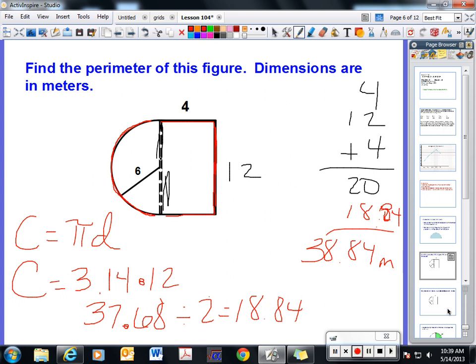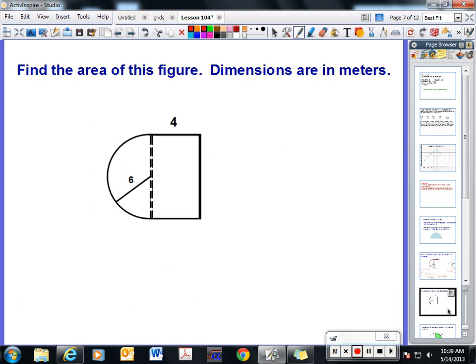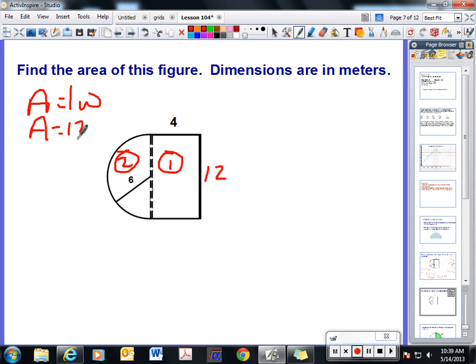Alright, now let's take a look at the same shape, only this time we're going to find the area. Let me get just a smidge thicker pen here. There we go. Alright, so let's do the same type of thing. We know that this side is 12. Let's find the area. We'll call this area 1, and we'll call this area part 2. Area 1 is a rectangle, so it's length times width. 12 times 4, that gives us 48. It would be square meters. I'm not going to worry about the label right now, though.